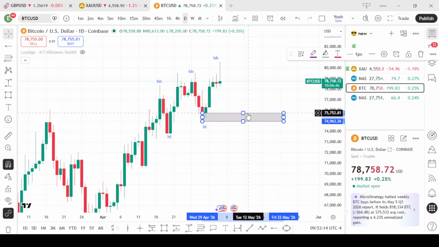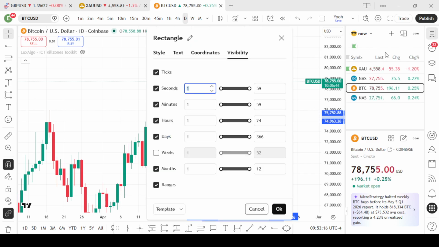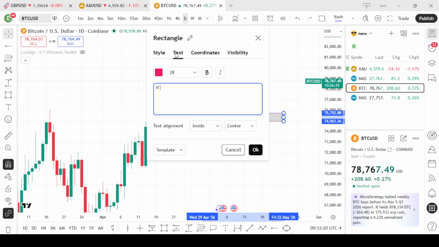If price breaks this, you can just write here inside this: we are done with correction and ready for our continuation.